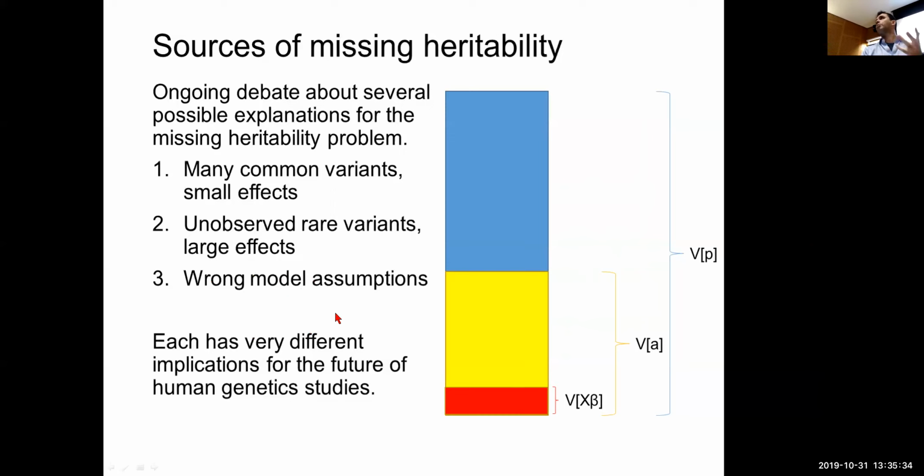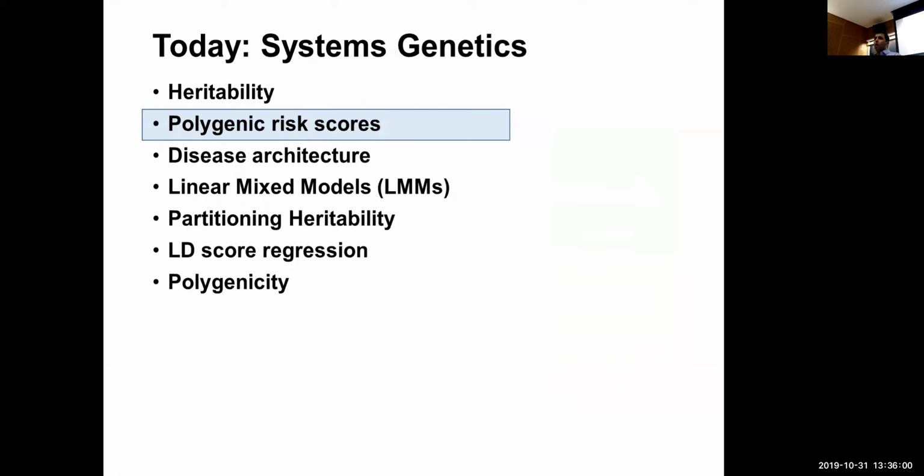And also, our model assumptions might simply be incorrect. And each of those has very big implications for the future of human genetics. What should we be doing next? Should we be sequencing whole genomes across tens of thousands of individuals? Should we be genotyping common variants across millions of individuals? Depending on that answer, the strategy for finding the missing heritability is completely different. Everybody with me on heritability?